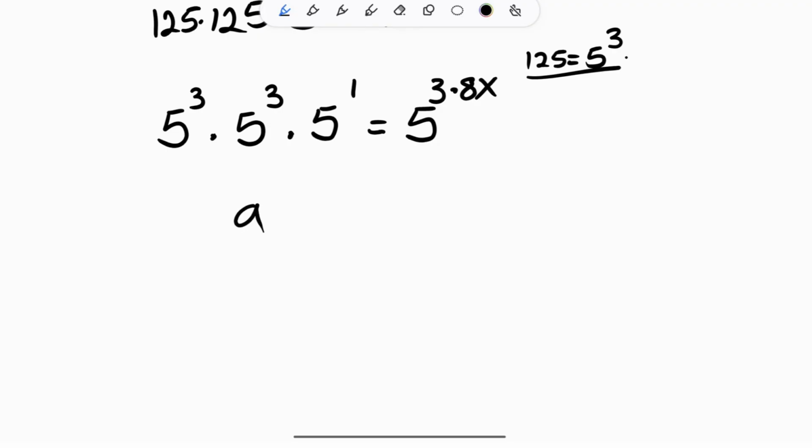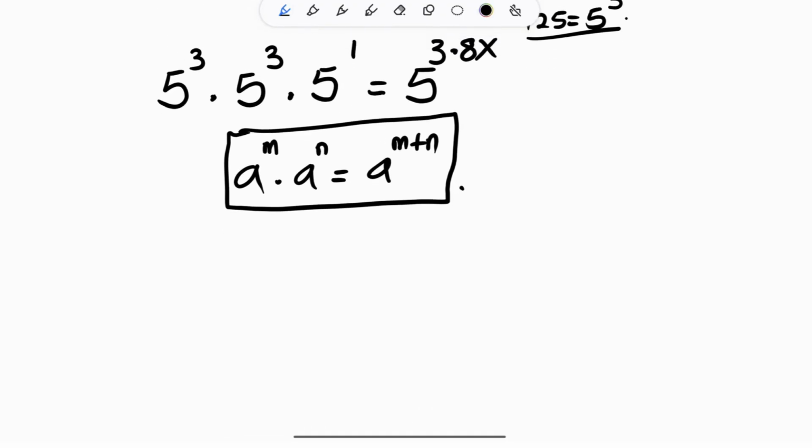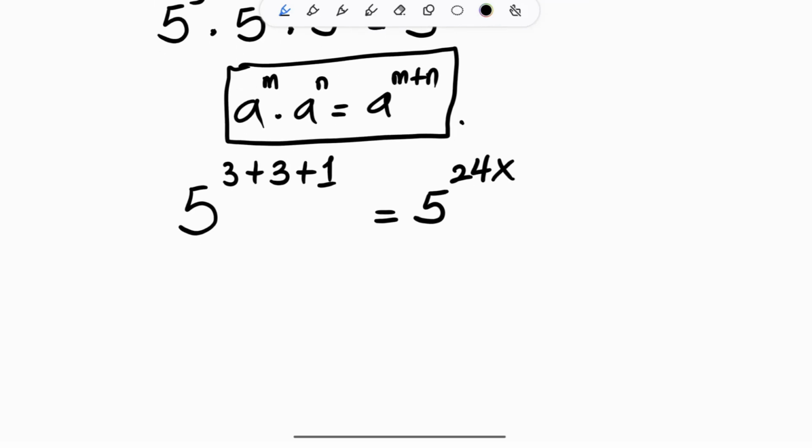Now, a raised to the power m times a raised to the power n is equal to a raised to the power m plus n. Let us apply this to the left hand side of the equation. So now we have 5 raised to the power 3 plus 3 plus 1 equals 5 raised to the power 3 times 8x, which gives us 24x. So now we have 5 raised to the power 7 equals 5 raised to the power 24x.